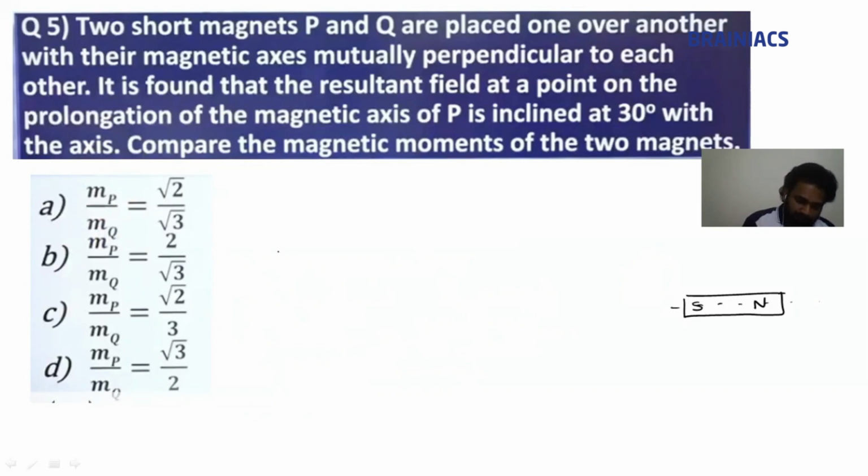So let us consider this is one magnet, a short magnet. I am just drawing it bigger. And another magnet is kept like this.